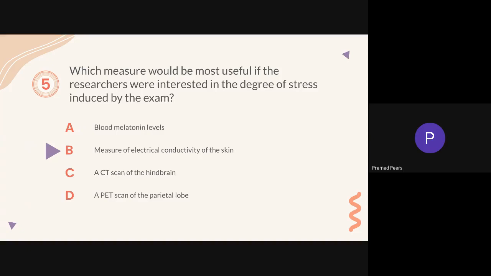Option A is wrong. Melatonin is a chemical responsible for regulating the sleep cycle, so it wouldn't be a stress hormone like cortisol. Option C is wrong. The hindbrain has a role in survival behavior like sleep and motor activity. And a CT scan of the hindbrain wouldn't tell us anything about stress. The parietal lobe is also responsible for perception and sensation, so it wouldn't be associated with stress.